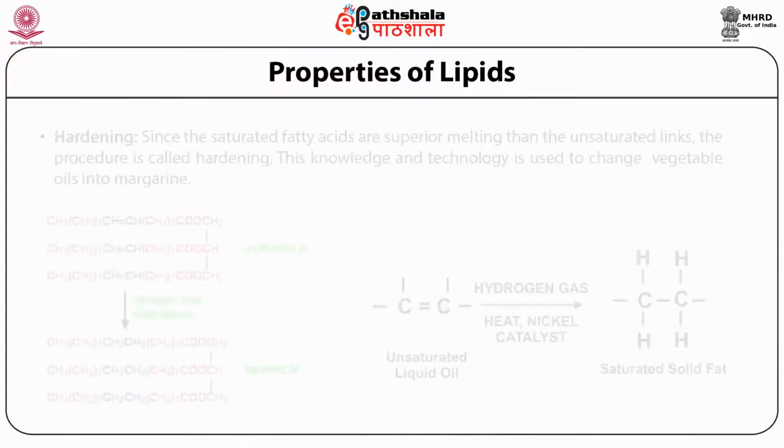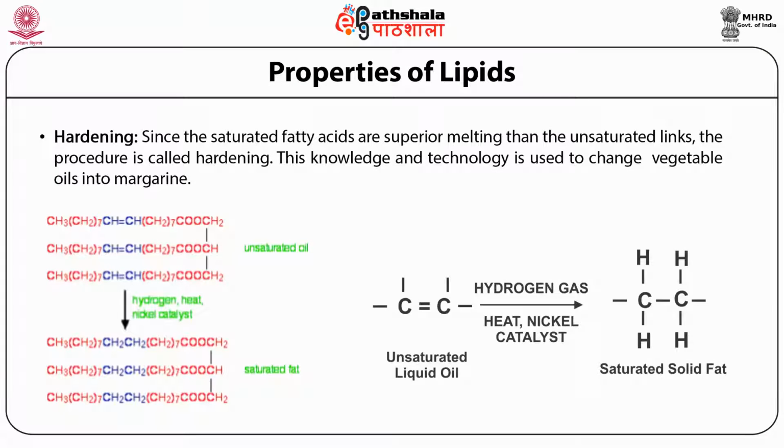Thus, the properties of lipids explain its consistency, solubility, hydrolysis, saponification, emulsification, and rancidity. Hardening is also an important property of lipids, since the saturated fatty acids have a higher melting point than the unsaturated ones. The procedure is called hardening. This knowledge and technology is used to change vegetable oils to make margarine.